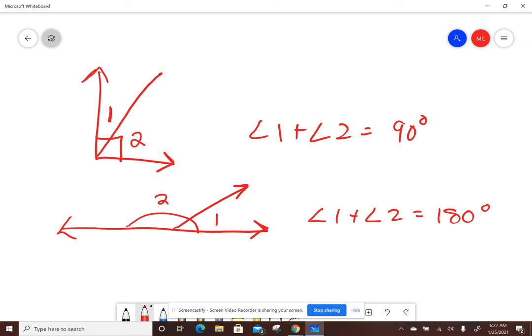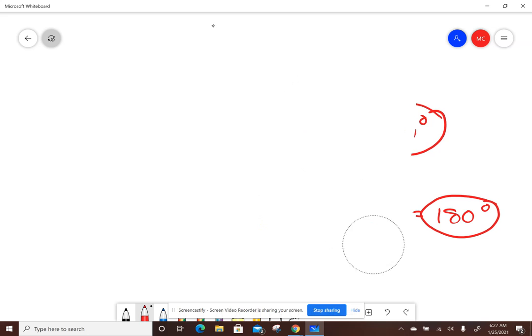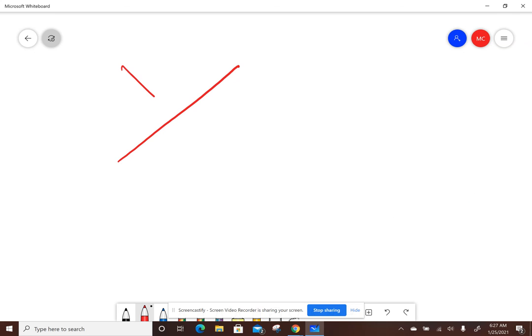Complementary angles add up to 90. I remember that because 90 is first on the number line and C for complementary is first in the alphabet. Supplementary S is second and 180 comes after 90. So that's how I remember. Also, we know that the three angles of a triangle add up to 180. And adjacent angles are next door angles.